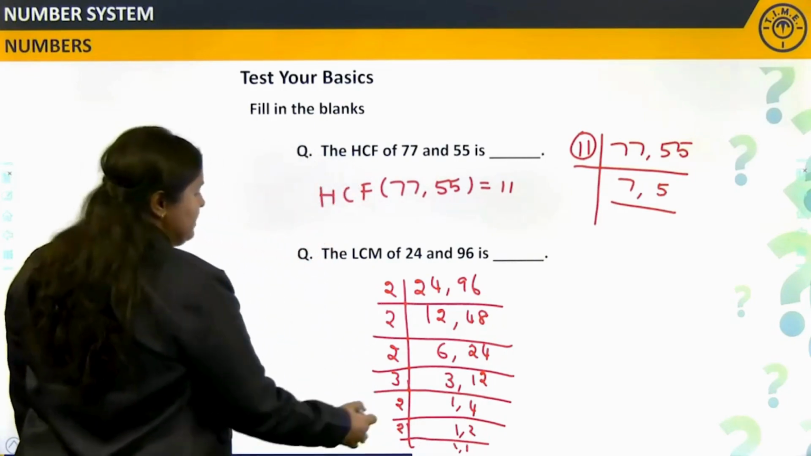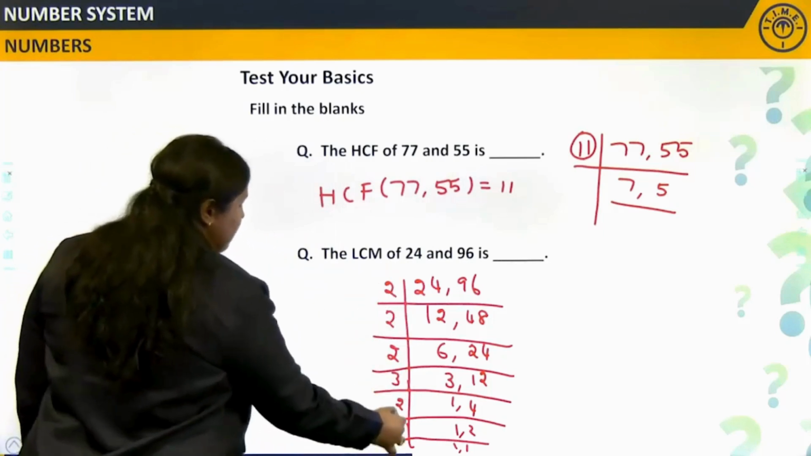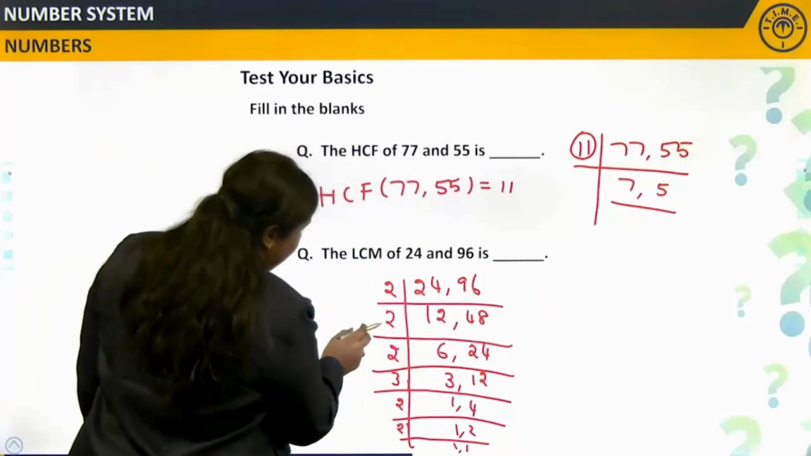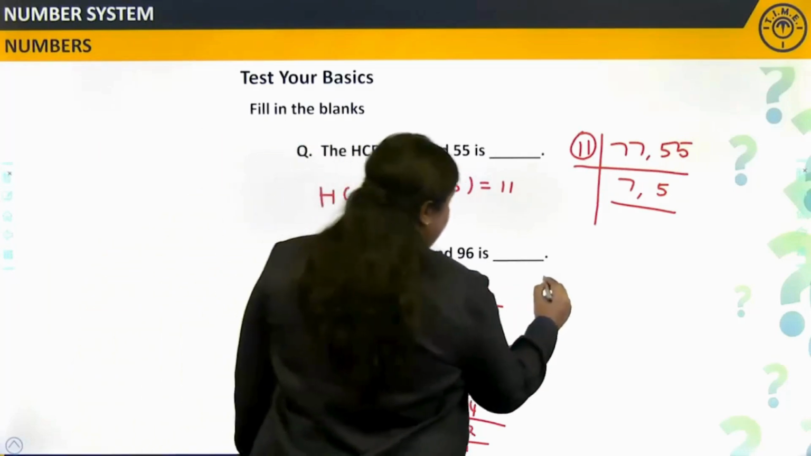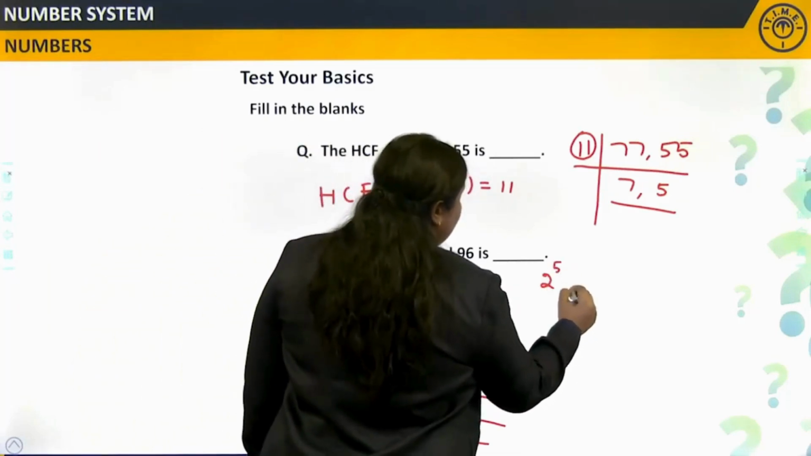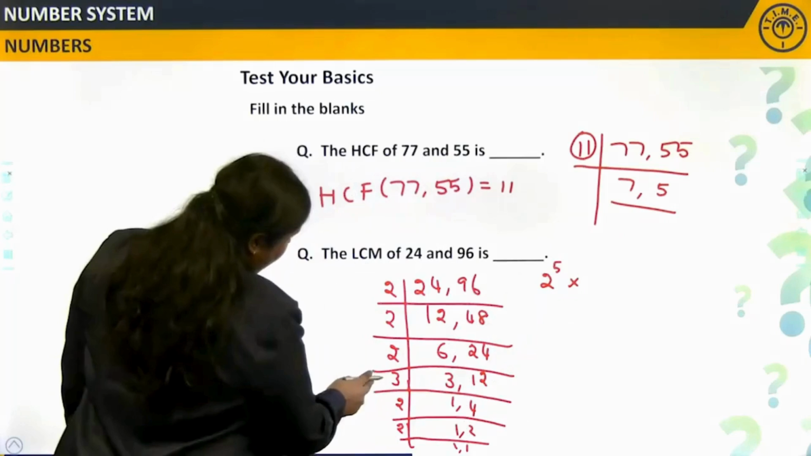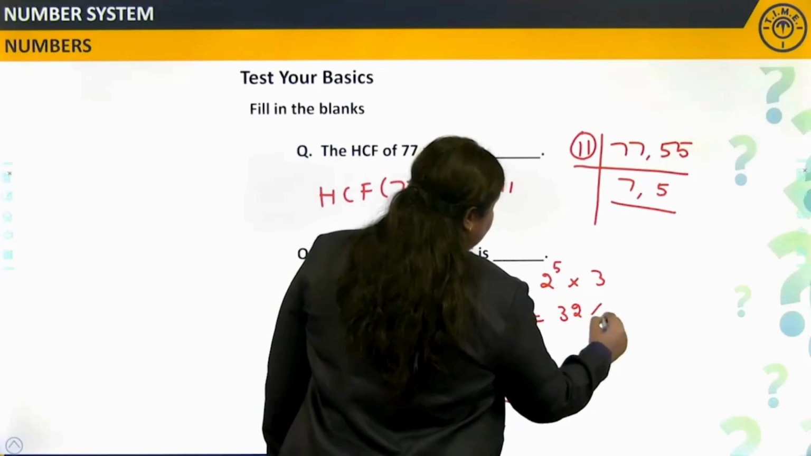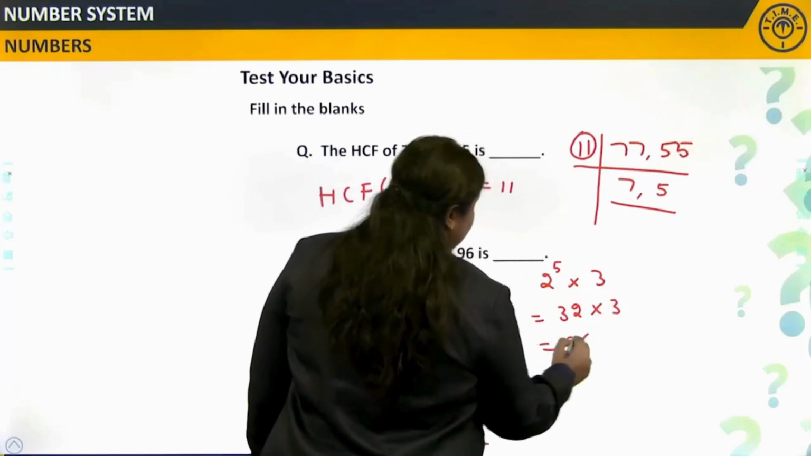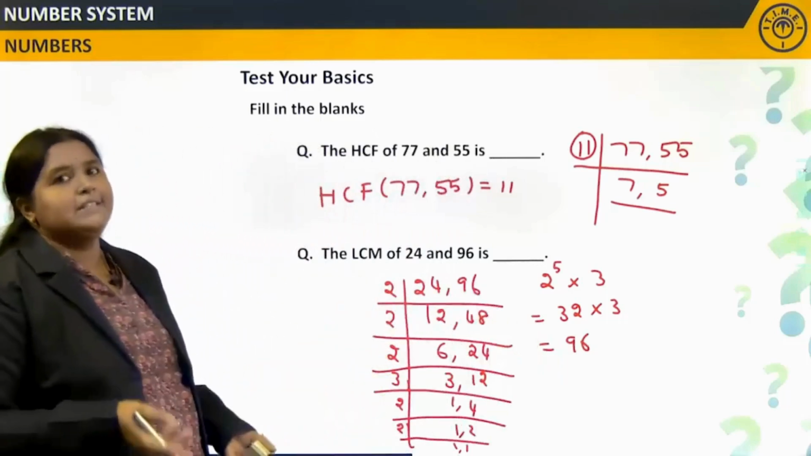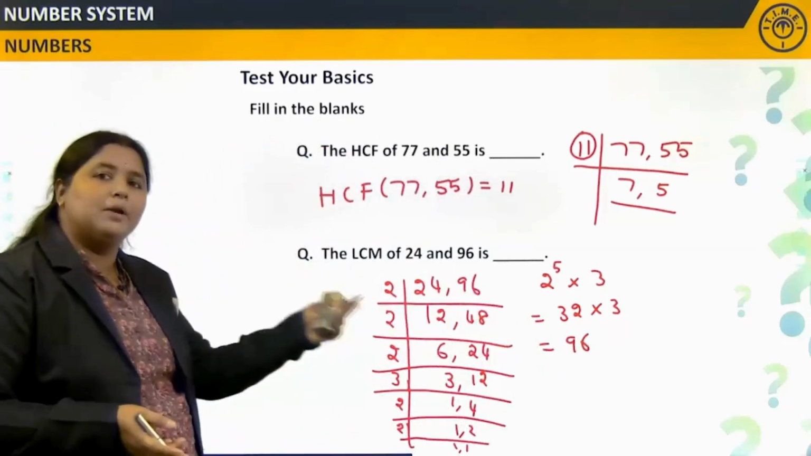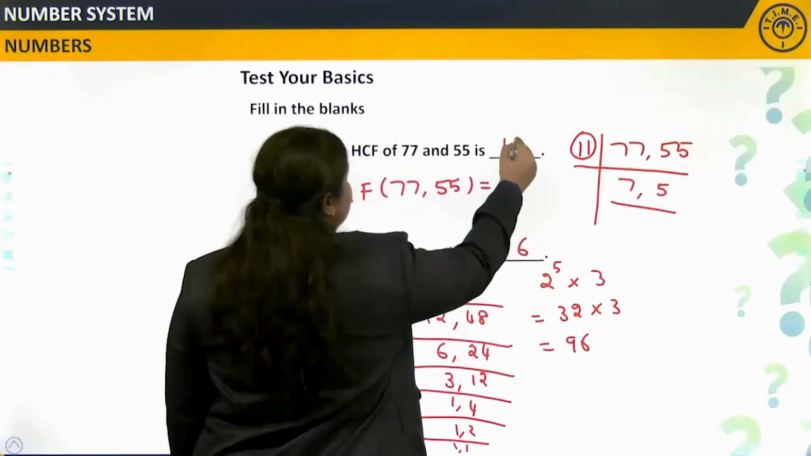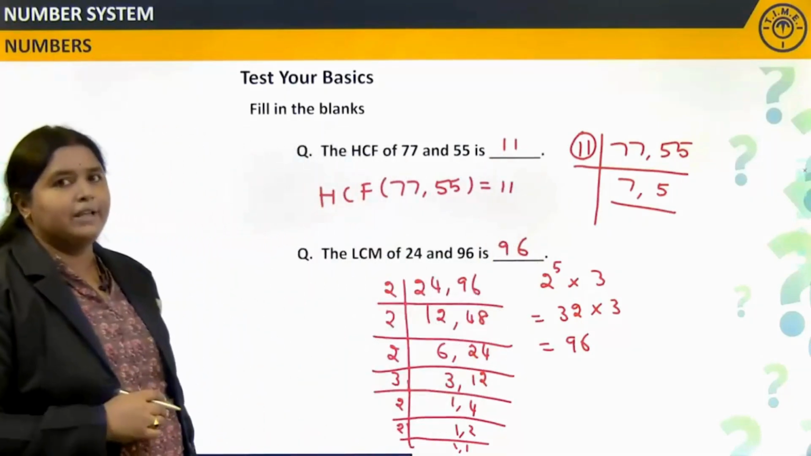Right. So, what is the LCM? Multiply all these numbers here. You have to take how many 2's are there? 1, 2, 3, 4, 5. So, simply you can write 2 power 5 or you can write 2, 5 times. Then 3 is here. So what is 2 power 5? 32 into 3. What is 32 into 3? 96. We already know that 96 is the LCM because 96 is a multiple of 24. So the LCM is 96. Here the HCF is 11. Now let's look at the next question.